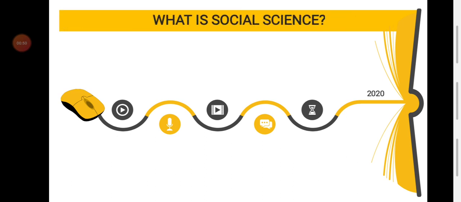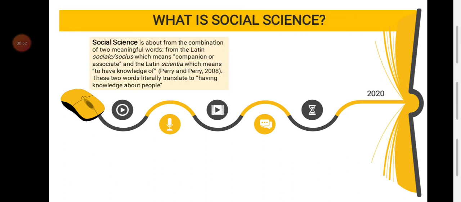What is social science? Social science is the combination of two meaningful words: from the Latin sociale, which means companion or associate, and the Latin scientia, which means to have knowledge. These two words literally translate to having knowledge about people. According to Comte, he first used the term science sociale to describe this field of study.